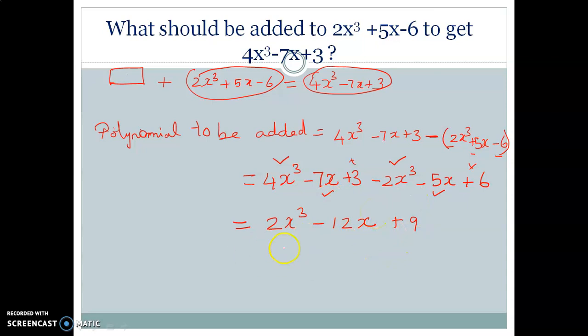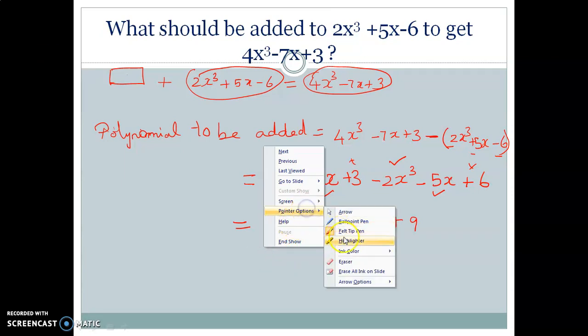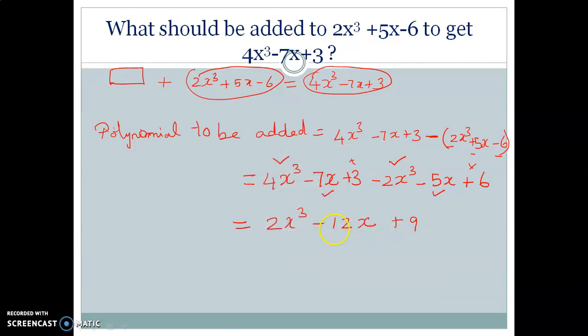Now add this with that question. Now you will get this. See here. To check now, we can add it and see. Along with this, if I add 2x cube plus 5x minus 6, add it and see. You will get 4x cube minus 7x plus 3. See, you get it. Okay.